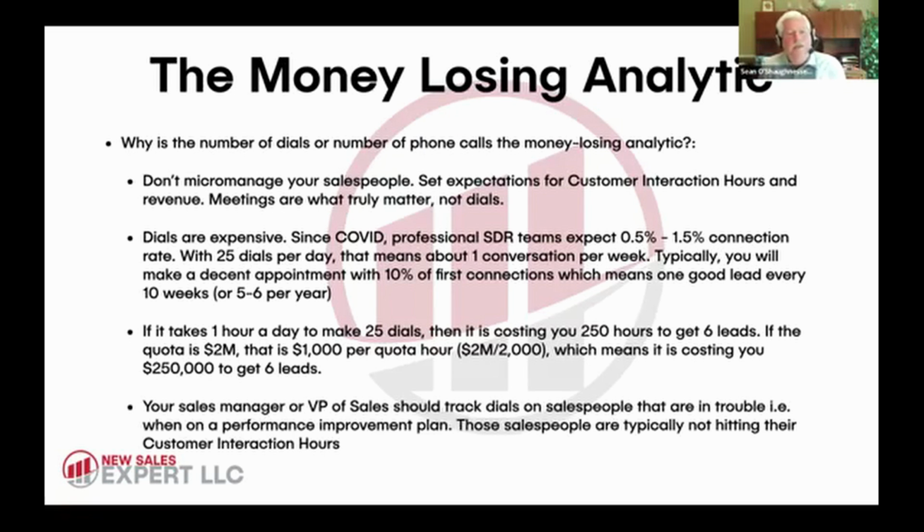Don't do it. Your sales manager, your VP of sales, for those people that are hurting, Betty for one, should put her on a performance improvement plan. Let's get her better. Let's help her out. We're going to track hers because we want to make sure she's doing the right things. The people that are hitting it, they're doing really well. No, just watch their customer interaction hours. That's all you need to do.